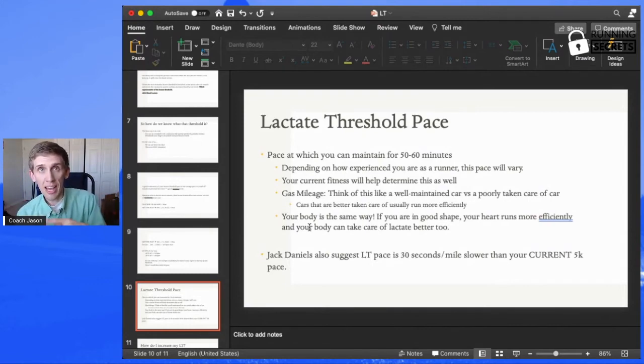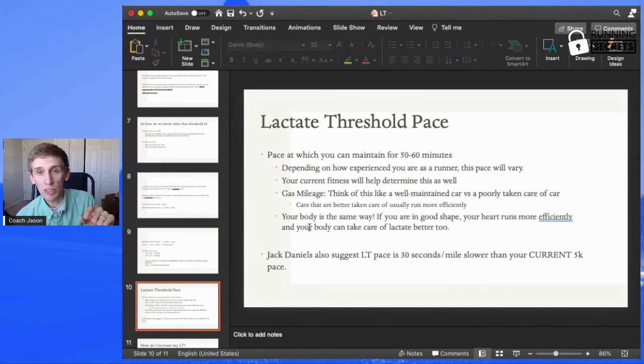Think of it in terms of gas mileage. Think of a very well-maintained car versus a car that's not taken care of very well. The cars that are taken care of better run a little bit better as far as gas mileage and efficiency. Your body's the same way. If you're in good shape, your heart runs more efficiently and your body can take care of that lactate better too. Because remember, lactic threshold is that level at which your body can't clear it anymore or use it as energy.